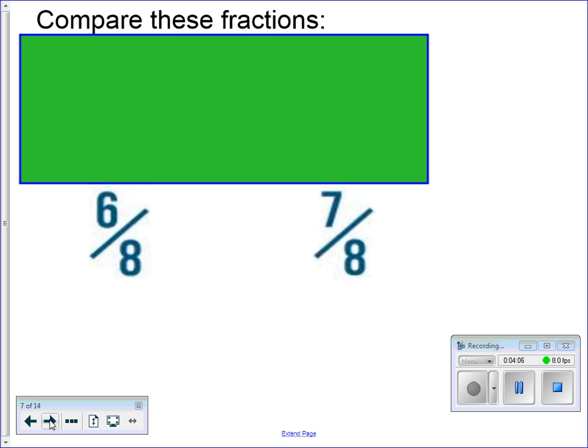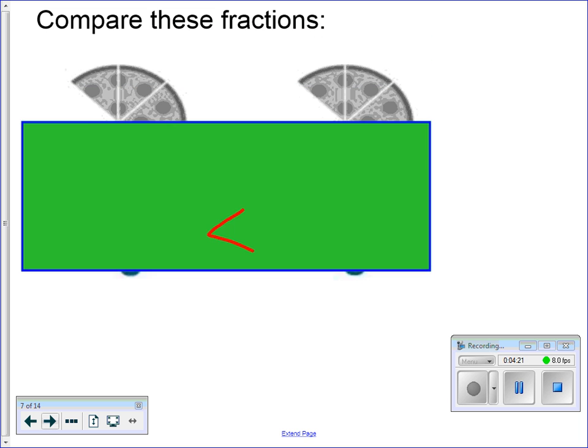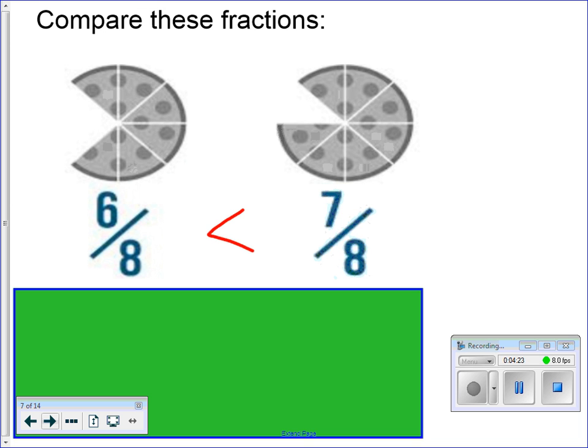So for 6/8 and 7/8, since they have a like denominator, all we have to do is look at their numerators. Is 6 or 7 larger? Obviously 7 is larger. So we know that 7/8 is greater than 6/8. So let's go ahead and look at a picture here and see how that looks. You can look at these pizzas and see 7/8 is clearly larger than 6/8.